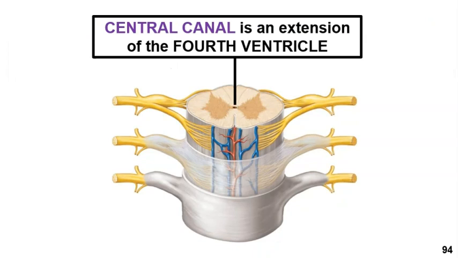There's a slender cavity that runs down the length of the spinal cord that's referred to as the central canal. It's situated between two halves of the gray matter. And the central canal is an extension of the fourth ventricle of the brain, and it also contains cerebrospinal fluid.